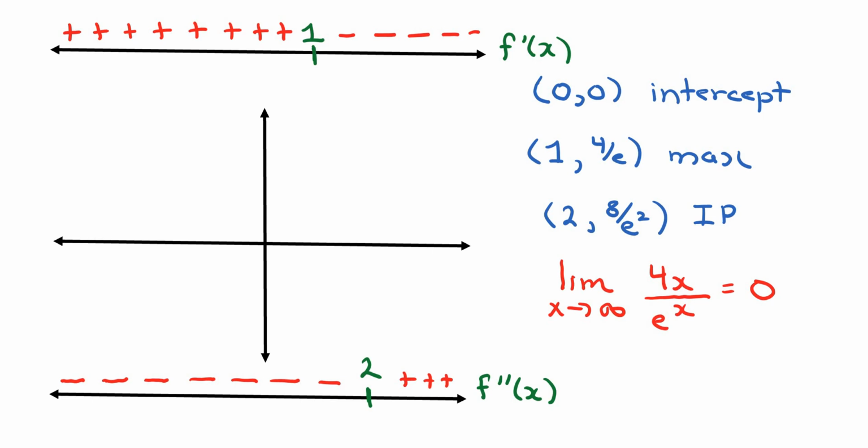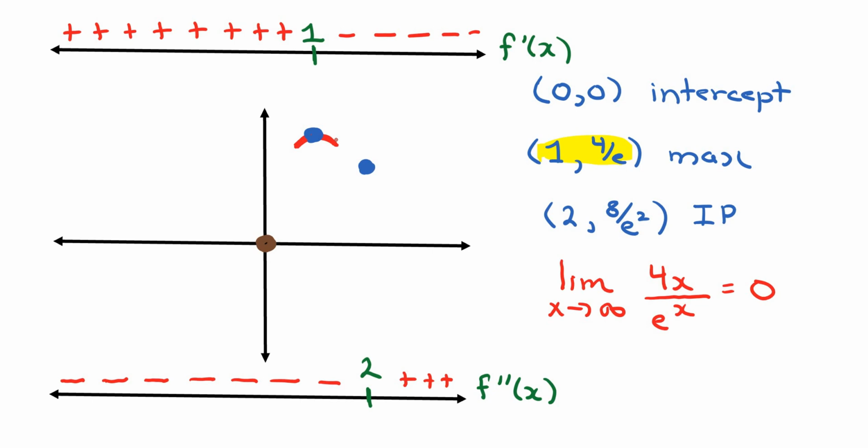So we have an intercept at the point 0, 0. So there's my x-intercept, and then I have a max at 1, 4e. So just to estimate, I'll put that over here. And then I also have an inflection point at the point 2, 8 over e squared. So maybe that inflection point will be somewhere here. So I'm just doing my best to approximate this. And then since I have a max at 1, I can just maybe draw this in here.